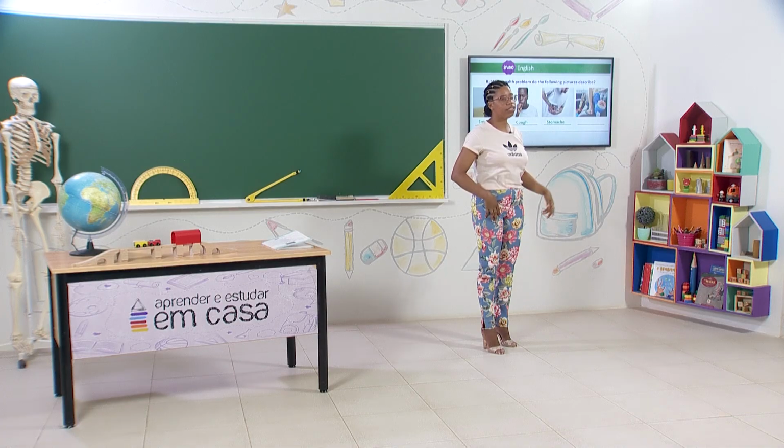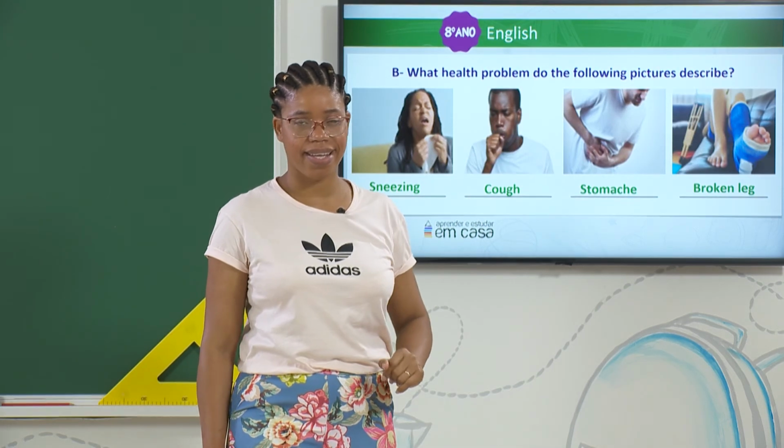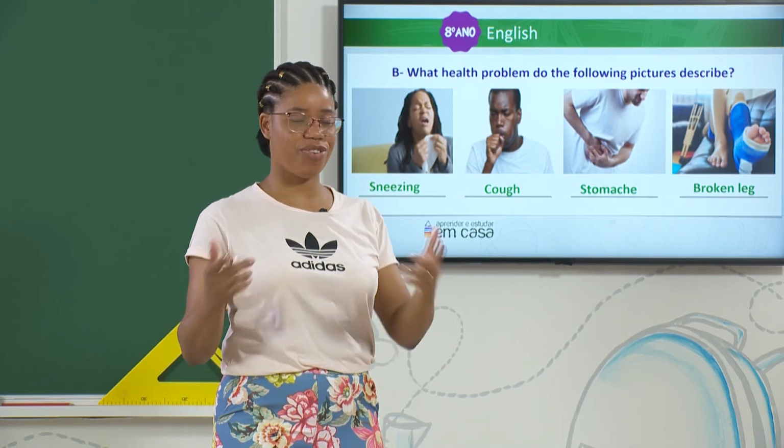The last one, the person has a cast on the leg. It means that he has a broken leg. Very good. Congratulations. You are very smart.